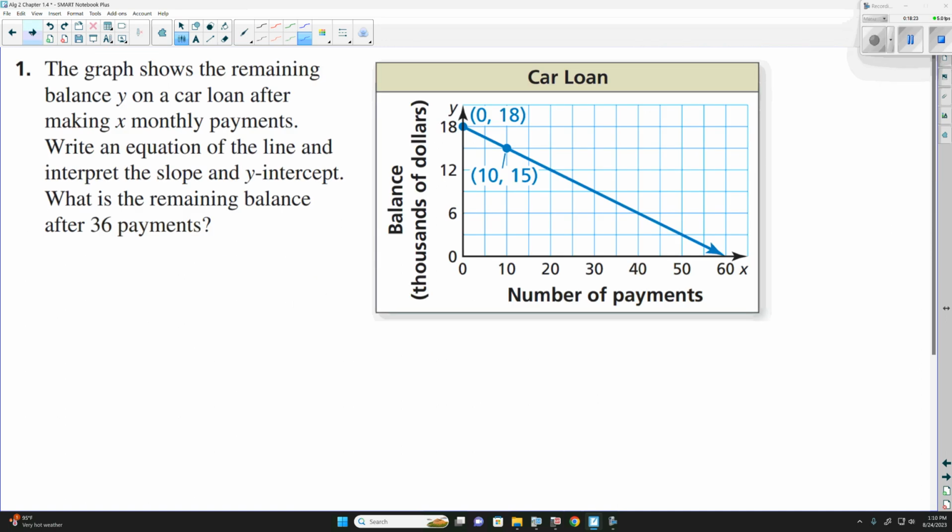The graph shows the remaining balance y on a car loan after x months. Get a highlighter. Write an equation of a line and interpret the slope and y-intercept. And what is the remaining balance after 36 payments? What do we think? Do you think there's going to be a balance after 36 payments, or do you think they'll pay it off in 36 months?